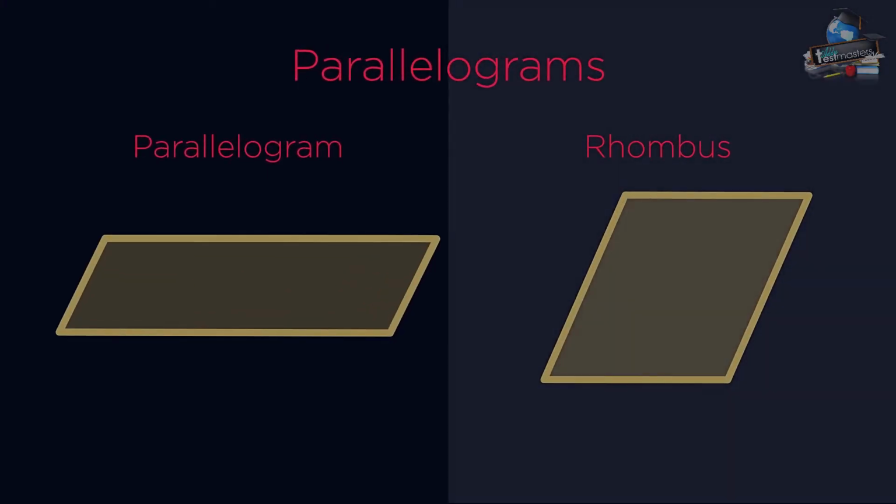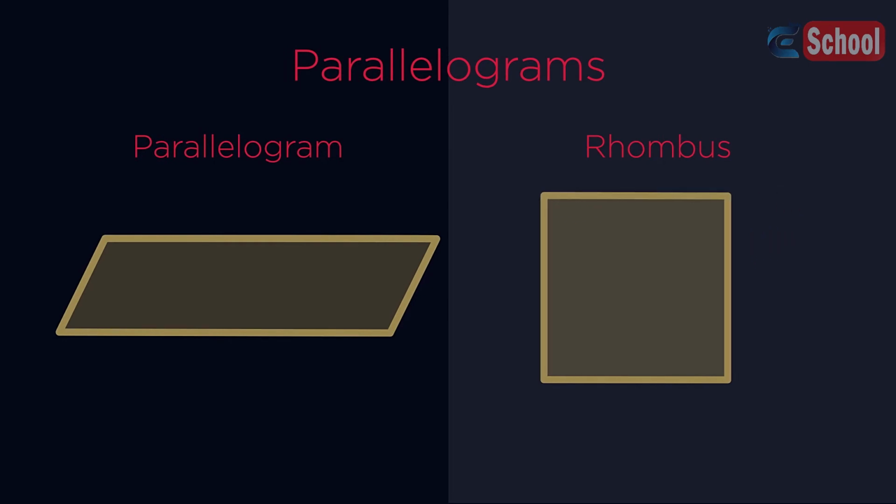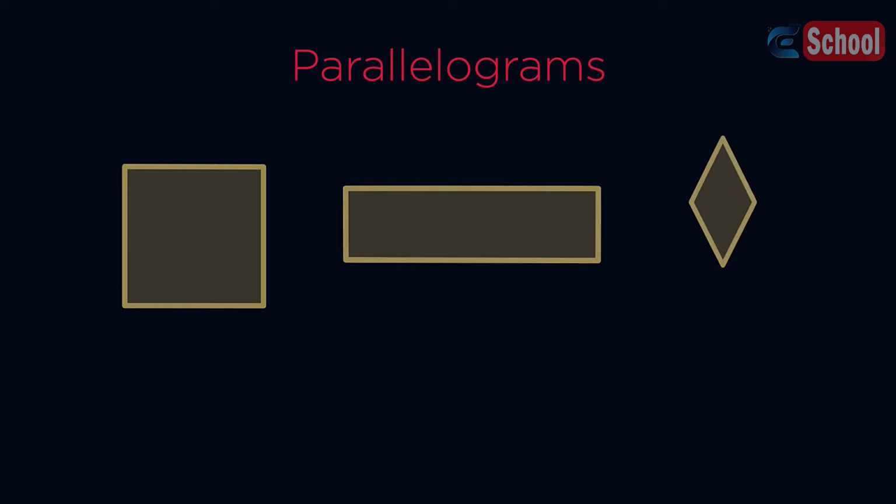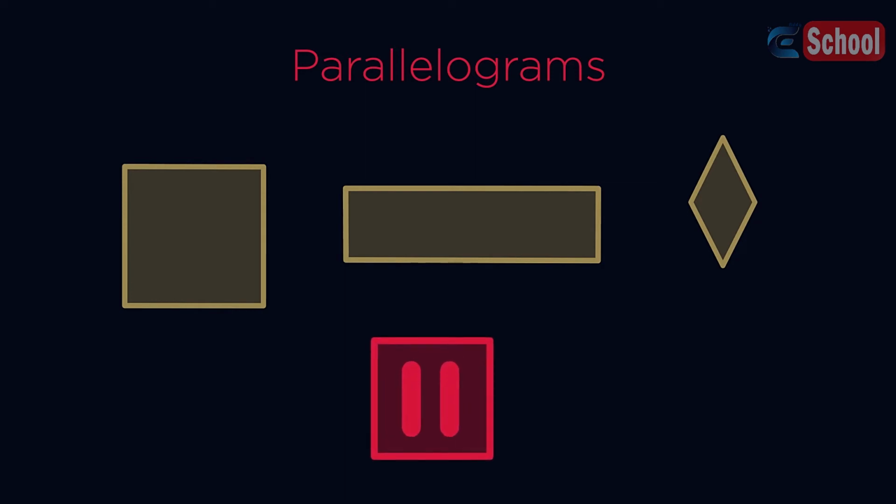So now parallelograms. Just like a rhombus is a tipped over square, a parallelogram is a tipped over rectangle. I told you earlier that squares, rectangles and rhombuses are all types of parallelograms. So what does it mean to be a parallelogram? Pause the video and have a think.